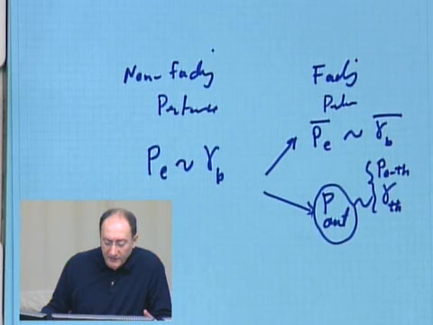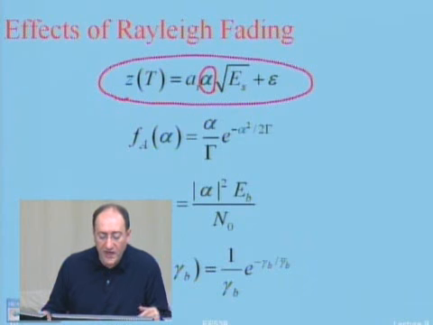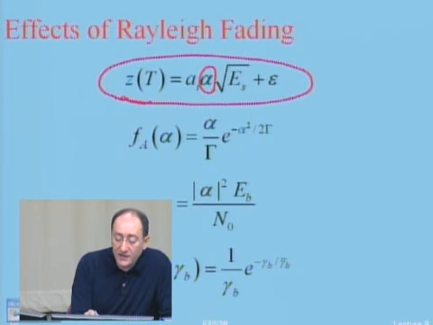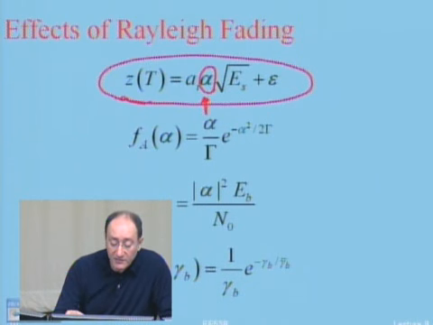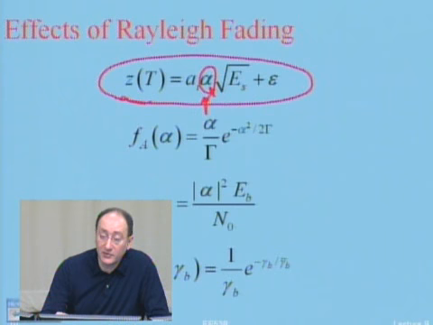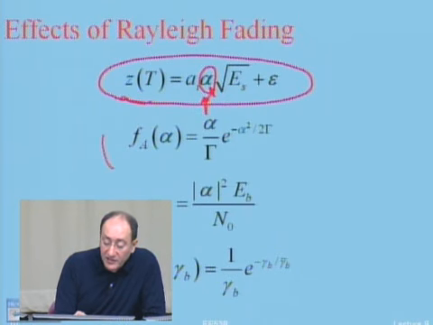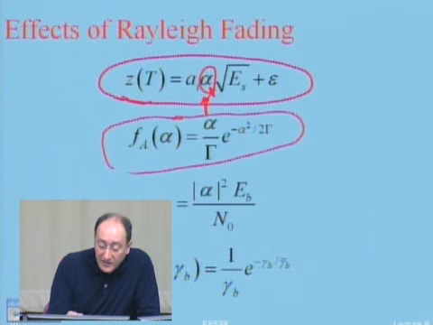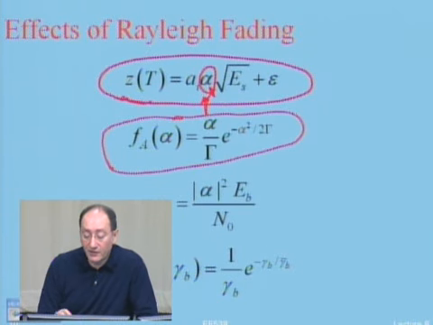Now, to go there, we go back to our calculations. My received symbol, which in the old time was z sub t without this parameter alpha, is now multiplied by this parameter alpha, and alpha is that Rayleigh random variable. This is the fluctuation of the amplitude. This is the Rayleigh distribution function for this alpha.